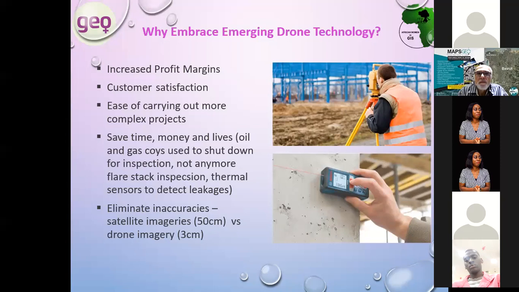Nowadays, we are seeing the technology evolving and evolving, and it keeps evolving day by day. Drones are able nowadays to capture very large areas because of the endurance and because of the emerging technologies. It saves time, it saves money, and it also saves lives. It eliminates inaccuracies. Satellite imageries sometimes come at a resolution of say 30 centimeters, 50 centimeters. Drones nowadays are able to give us as much as 3 centimeters. That is absolutely fantastic accuracy and resolution we're talking about.